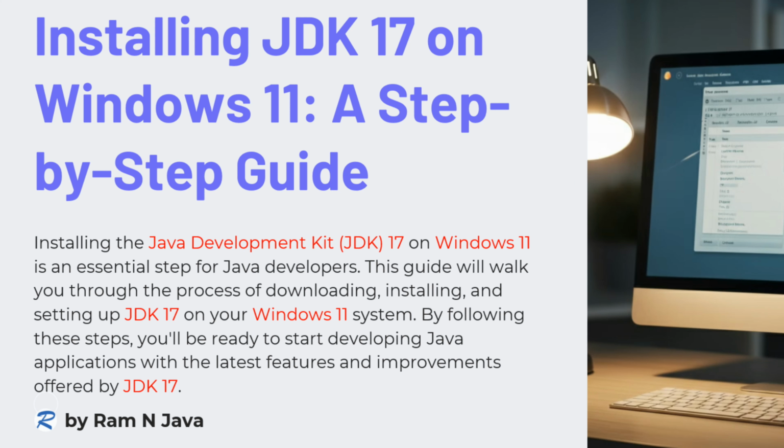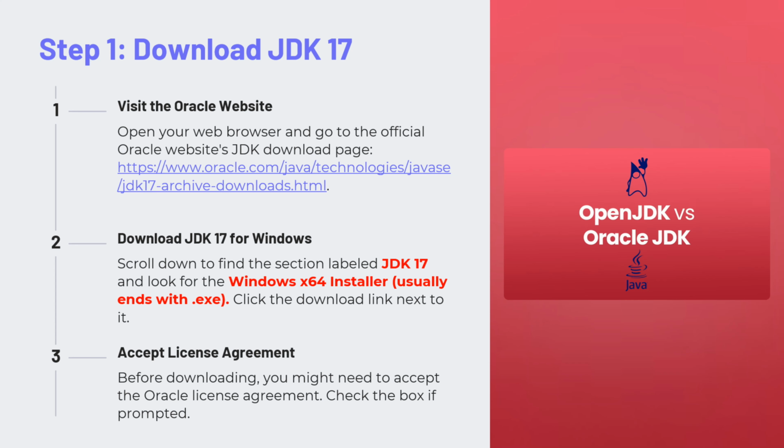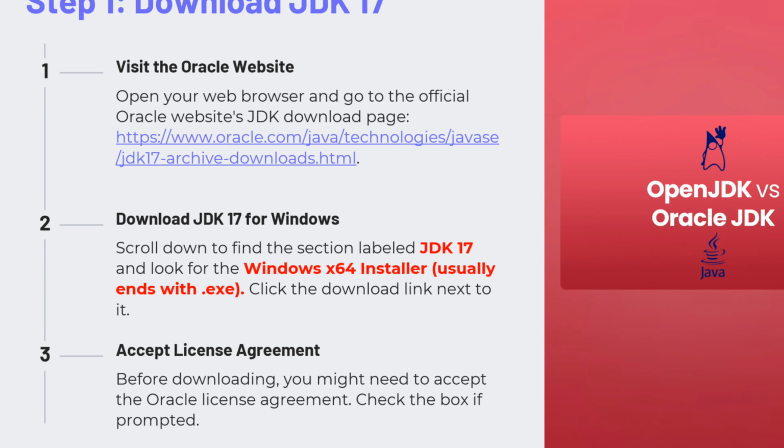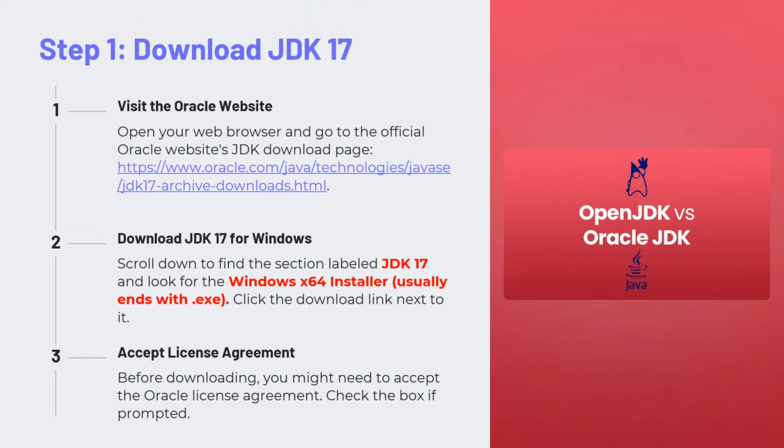In this video tutorial, I will explain how to install JDK 17 on Windows 11 operating system. First, you have to download JDK 17. For that, you have to visit the Oracle website, use this particular link, then download JDK 17 for Windows. You can find the Windows 64 installer for JDK 17. You have to download it. The file name ends with .exe.